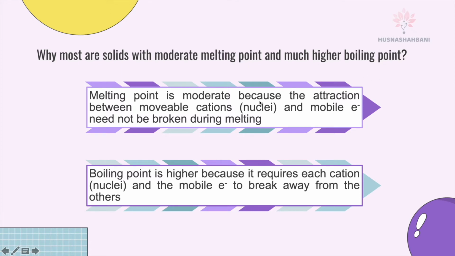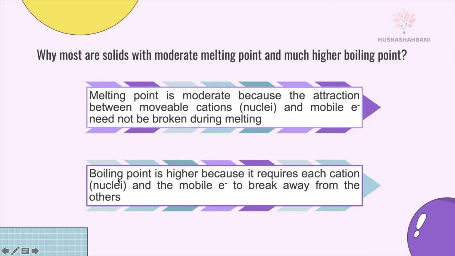Melting point is moderate because the attraction between movable cation, the nucleus positively charged, and mobile electron, this sea of delocalized electron, that is mobile electron because the electrons are moving, need not be broken during melting because you just melt it, you don't need them to be broken. So that's why melting point is just moderate.